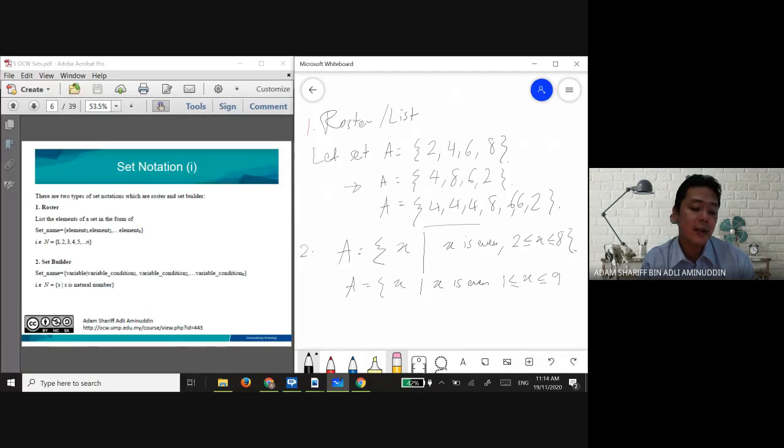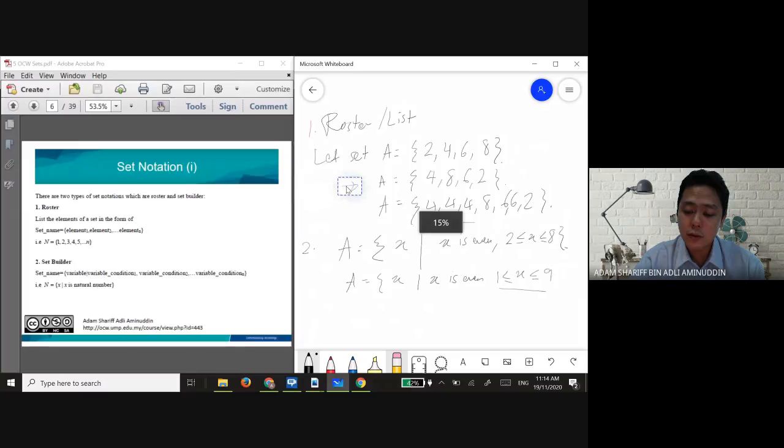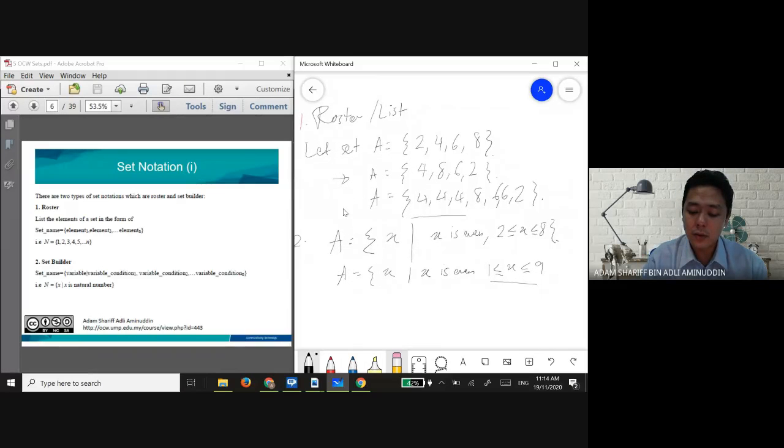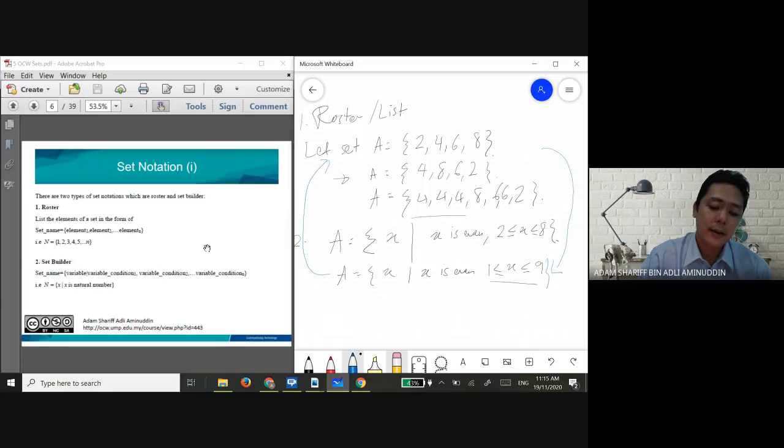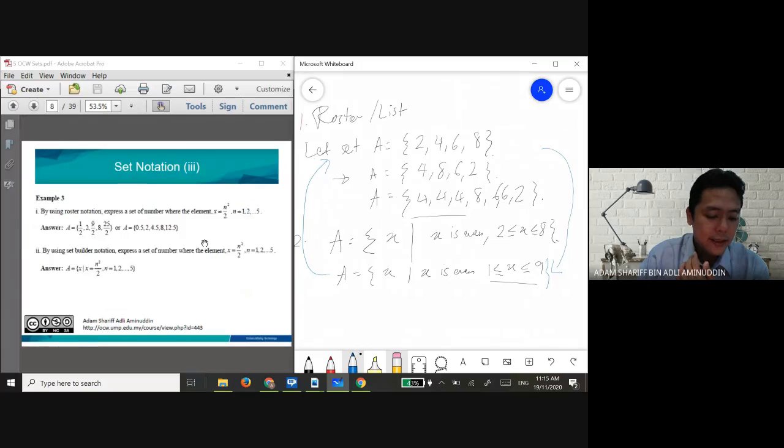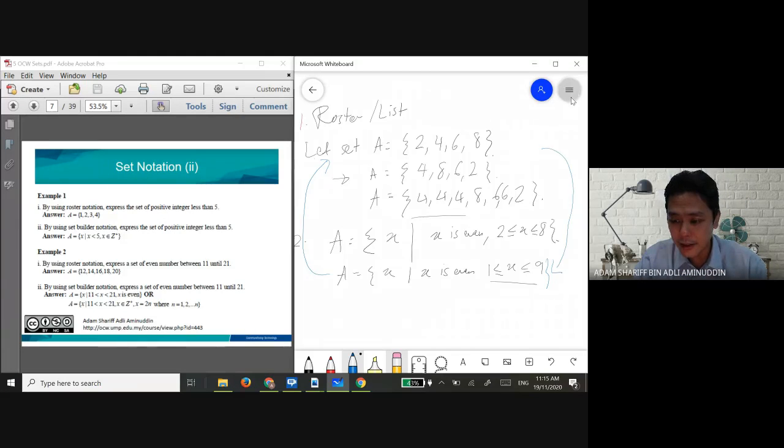The representation of set builder is sometimes also not necessary, because when you try to generate from this notation as well, you will get 2, 4, 6, 8 also. The skill that is necessary for you to master is how to convert roster notation into set builder, and vice versa, convert set builder into roster list. That one you must master. So for example, a very simple one.